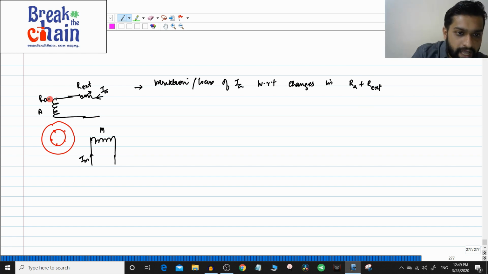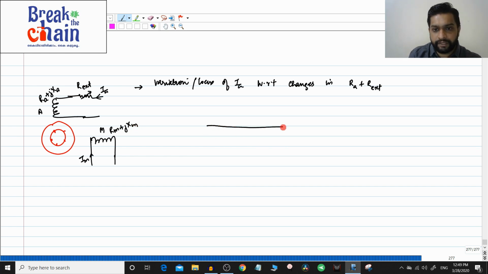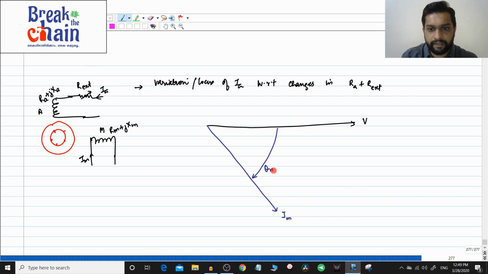So here you are having, this is RA plus JXA, and this is RM plus JXM. Right. So first we will draw the voltage phasor as usual, and we will just draw the value of IM. For example, it is something like this. So this is IM, and this angle is theta m. So this part of the circuit is over. This is Zm, Zm angle theta m. Now we have to draw for this particular part here.